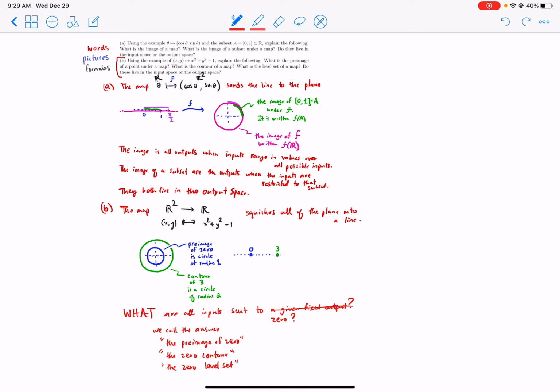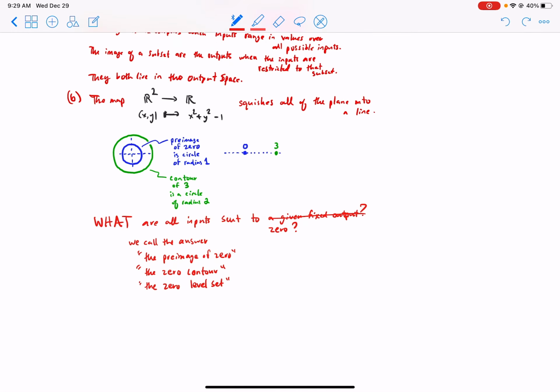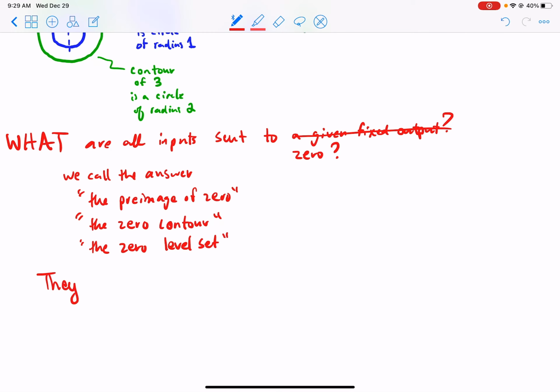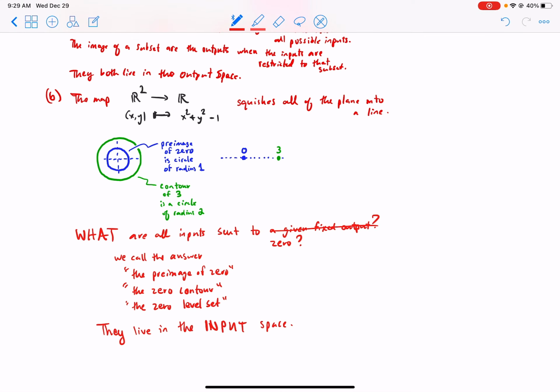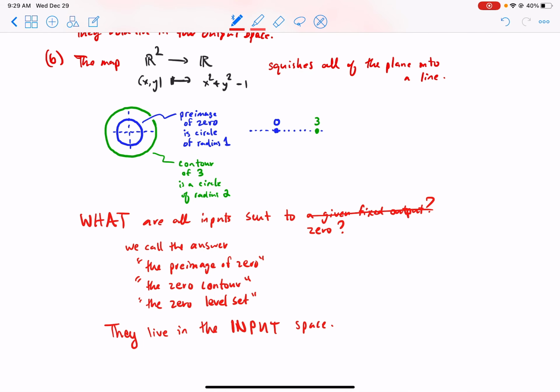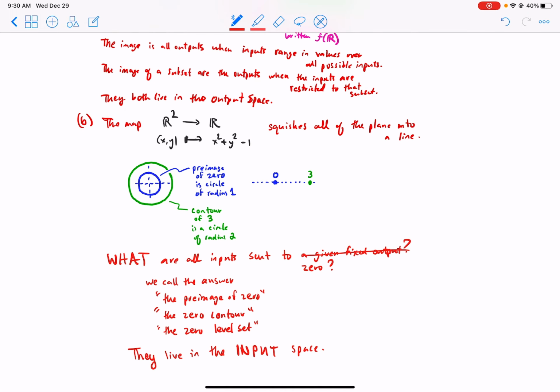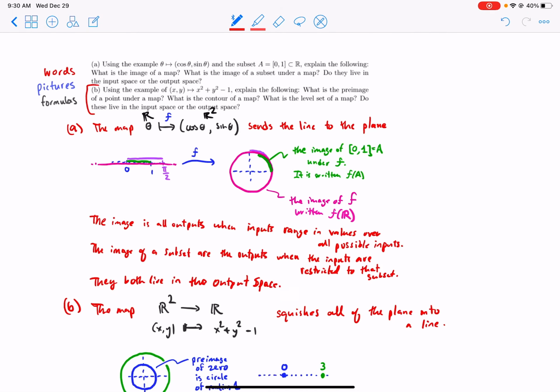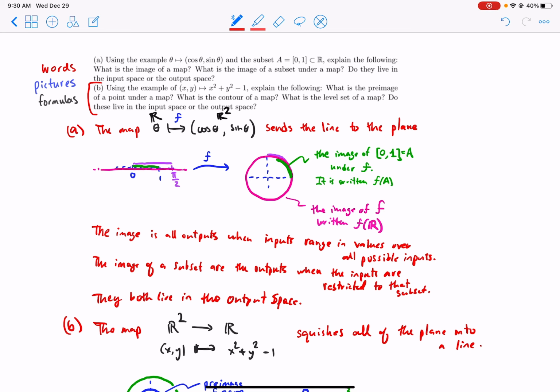Okay, then, do they live in the input or output space? That's the last question up here. So, they're inputs. What are all the inputs? Well, they live in the input space. That's it. So that was the second part. This is my full, complete answer. I had words, pictures, and formulas. The first part, words, pictures, and formulas.